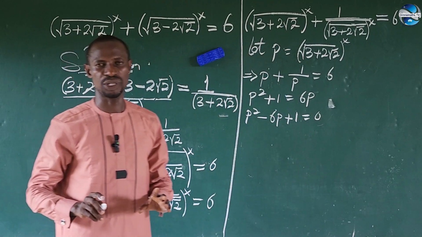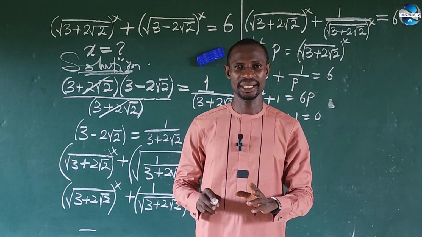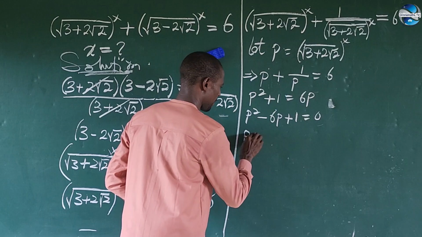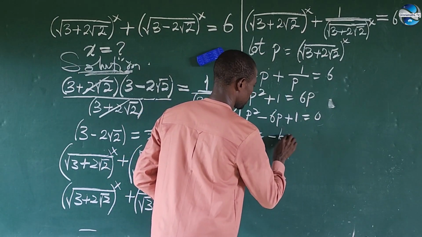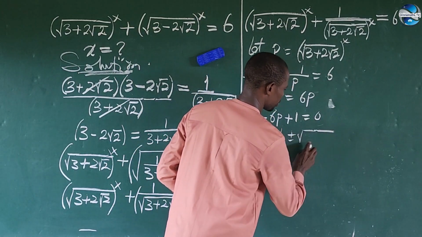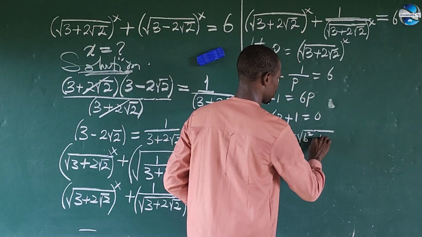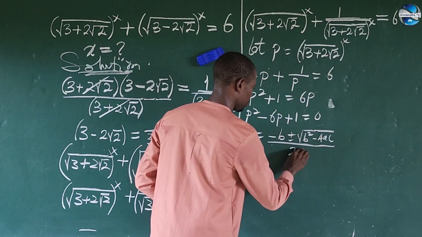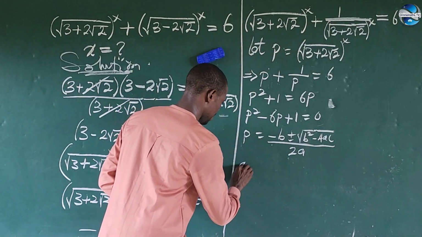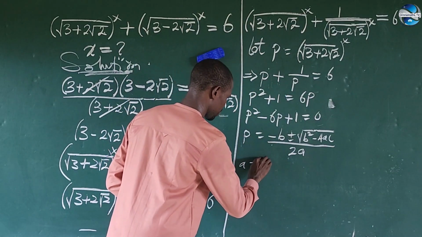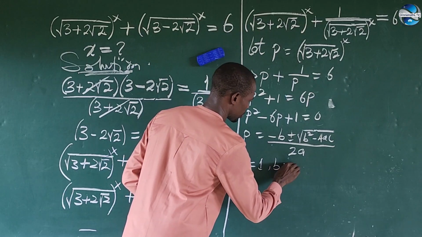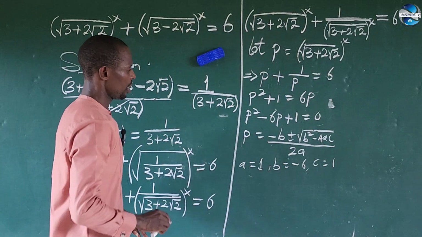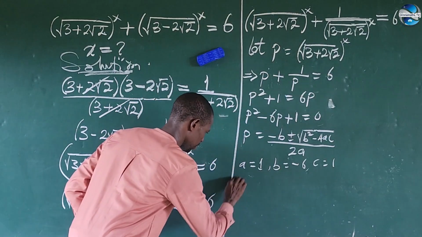Now, this is a quadratic equation which we're going to solve, so let's use the quadratic formula. Using the quadratic formula, we have p equals minus b plus or minus the square root of b squared minus 4ac, all over 2a. So what is our a? Our a is equal to the coefficient here, which is 1. b is equal to minus 6. c is equal to positive 1. So let's substitute into this and see what p gives us.